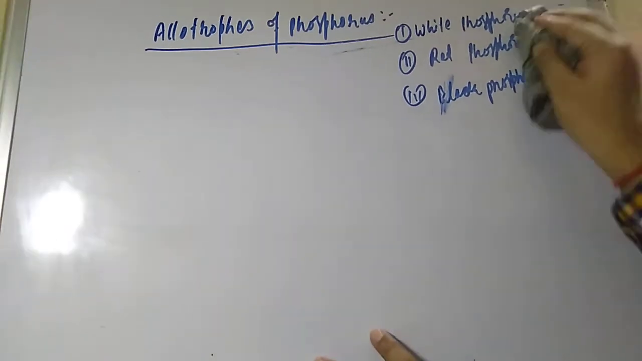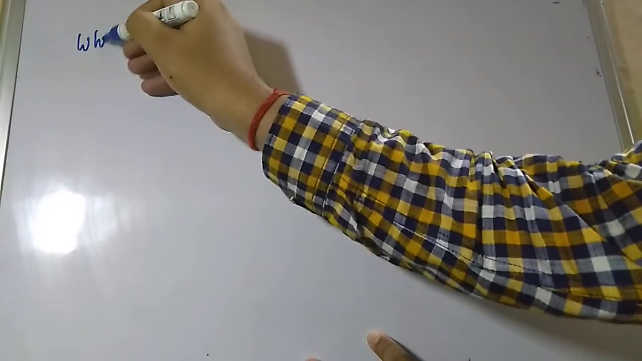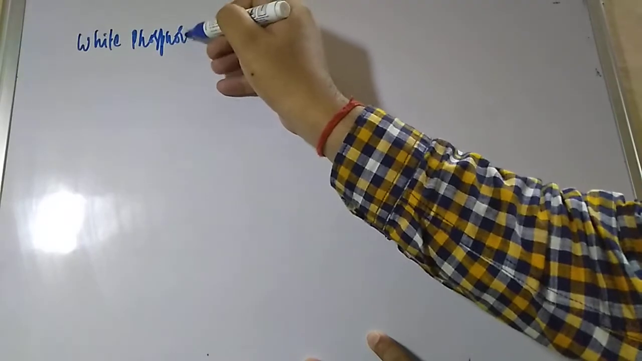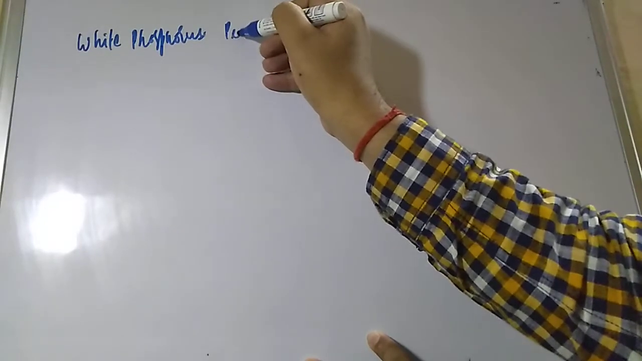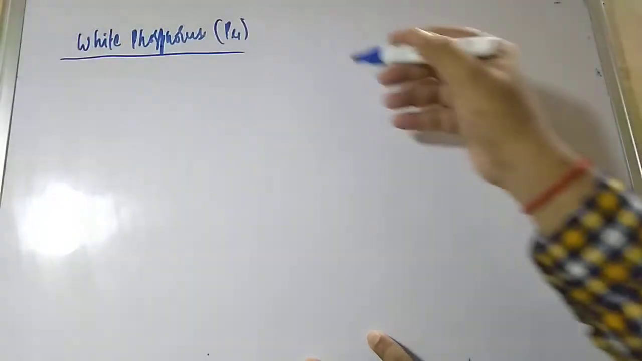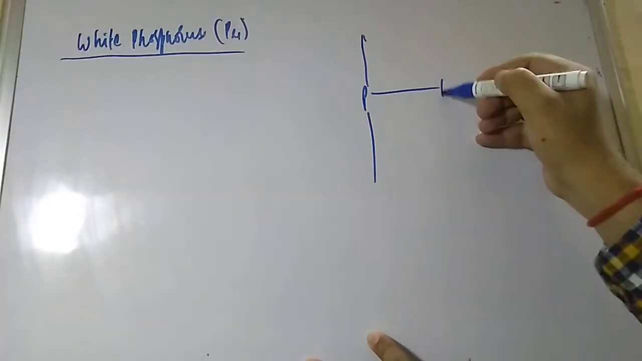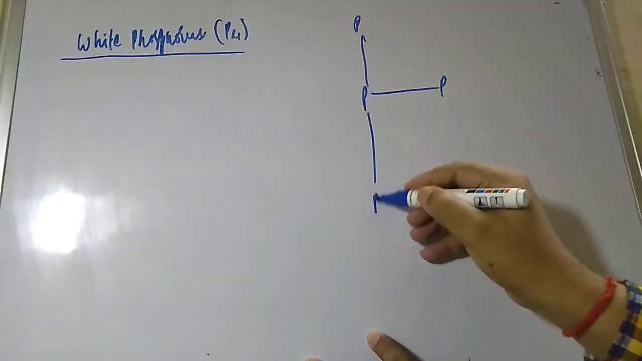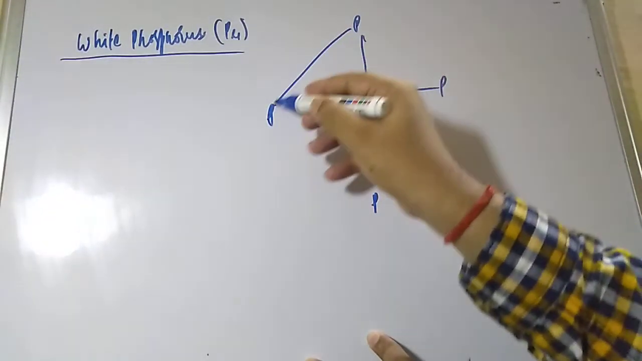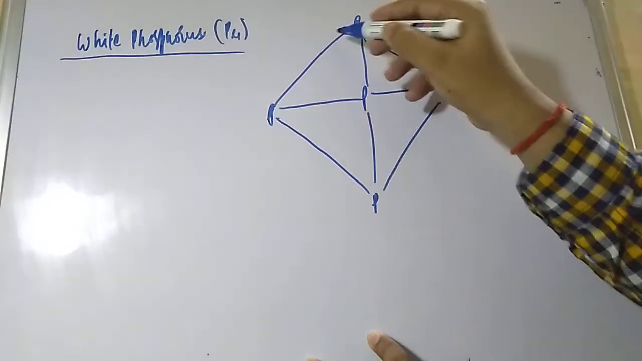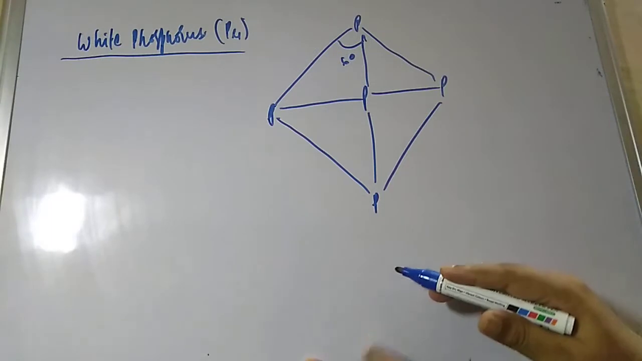Now we are going to study white phosphorus. Let us study what white phosphorus is. In all the cases, the molecular formula is the same, P4. And here is the structure of white phosphorus that I am going to draw, so with the help of the structure we can study. Here the bond angle is 60 degrees.